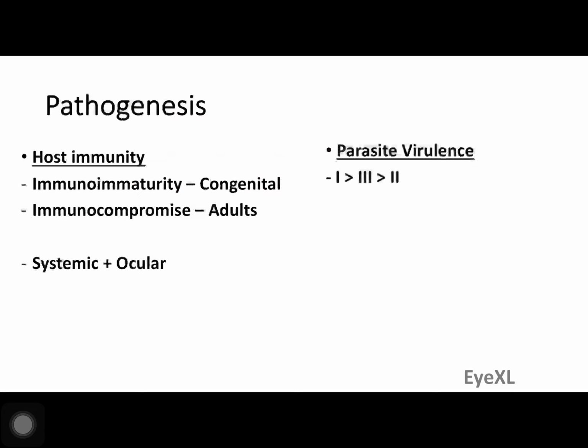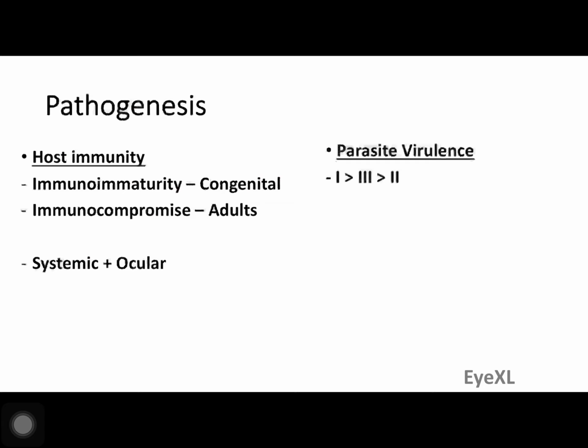So there are two things that go wrong. There is the host immunity and the parasite virulence that determine how bad the inflammation is going to be. So coming to host immunity, congenital cases happen more often than adult cases because immune immaturity is the cause. So the immune system is immature, you are going to have more incidence of congenital toxoplasmosis, and in adults, immunocompromise puts you at a higher risk.